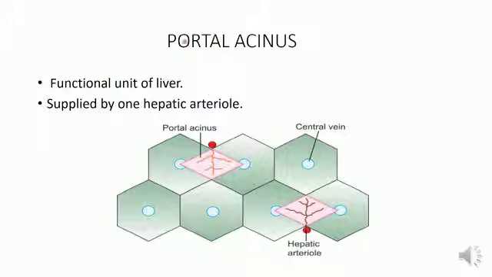Next is portal acinus. It is a diamond-shaped smaller unit of liver tissue supplied by one hepatic arteriole running along the line of junction of two hepatic lobules. Two central veins lie at the end of the acinus. They are called the functional unit of liver. The long axis of the acinus is formed by joining two central veins, and short axis is formed by joining the adjacent portal triads.